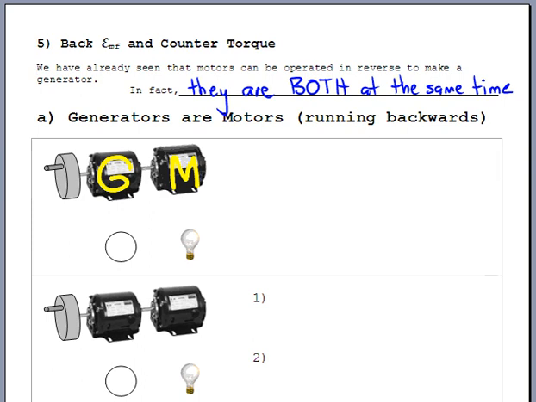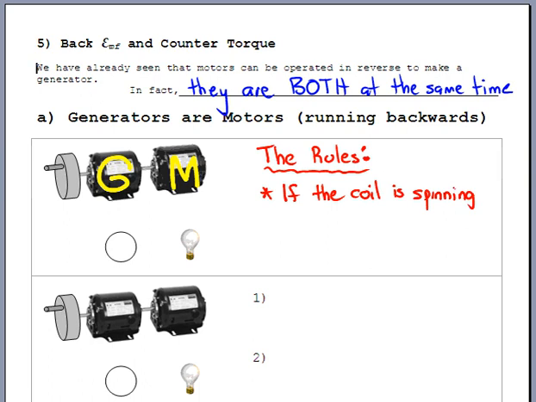First of all, let's talk about the ground rules. How does this deal work? Okay, so here are the rules for the day. The electric rules. One rule is that if the coil is spinning, if for any reason that coil is spinning, then it's a generator. So you have to associate the idea of spinning and generation of voltage.